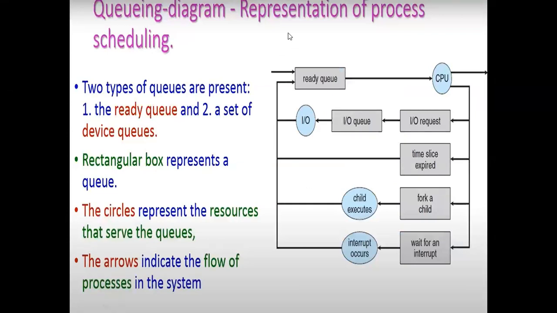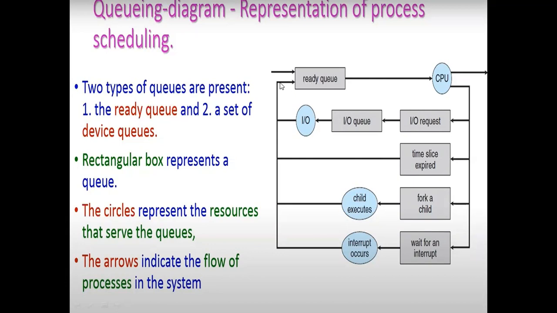And here you can see there are two types of queues present. One is the ready queue, the other is the set of input output device queues. Here the rectangle box represents the type of queues, and the circle represents the resources that serve the queues. The arrow represents the flow of process in the system.